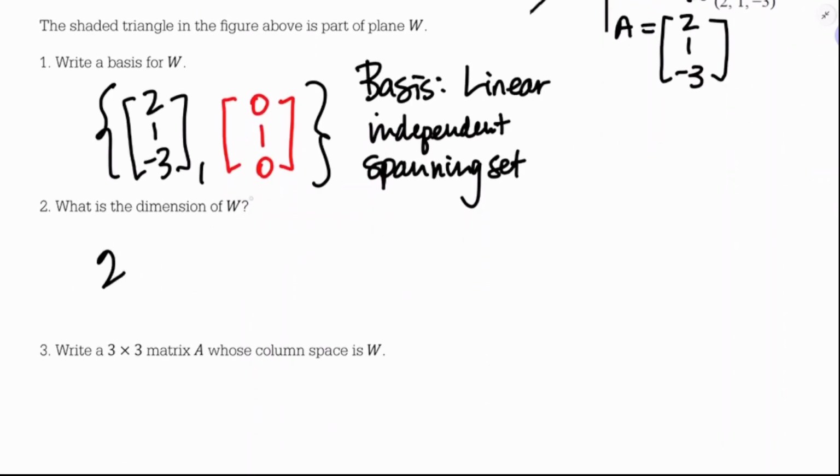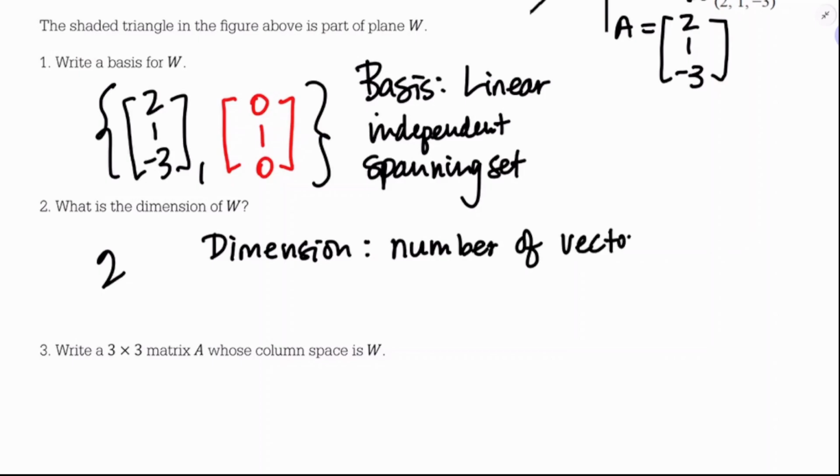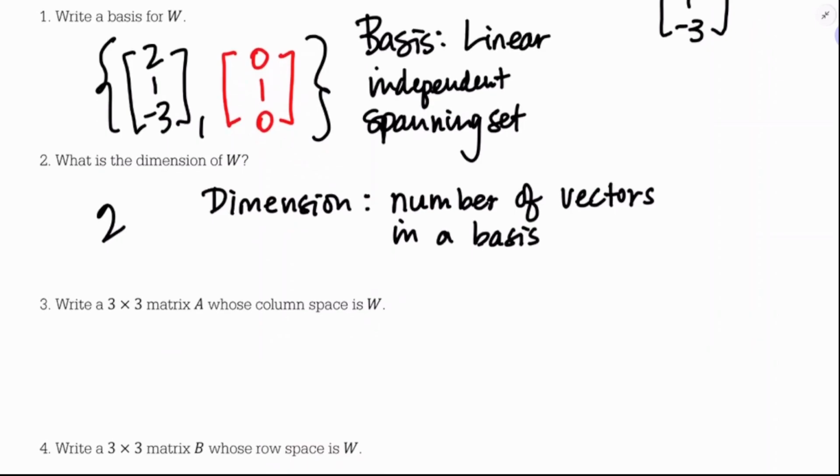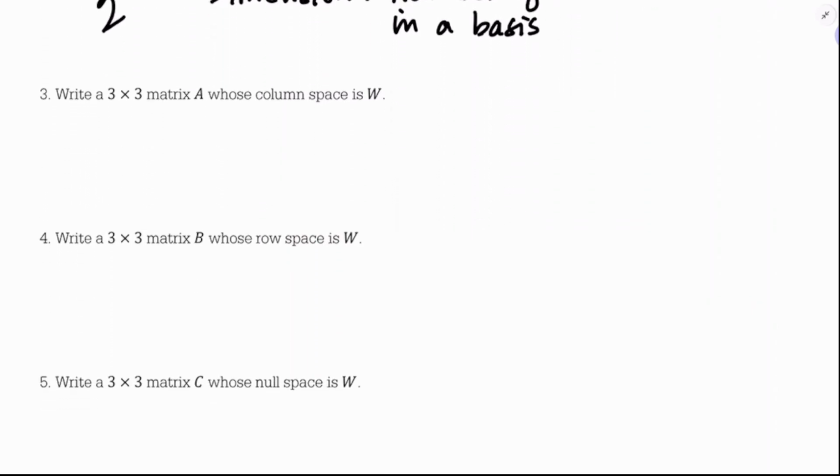What is the dimension of W? 2, because it's the number of vectors in the basis. If the basis has too many vectors, then it's not really a basis because it's not linearly independent. It would be linearly dependent. And the other direction doesn't matter in this case.